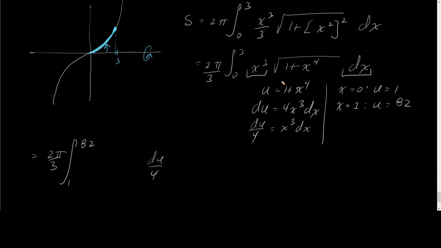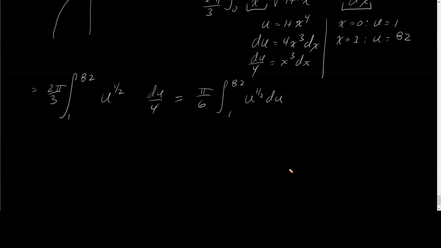And this 1 plus x to the fourth, that's our u. So we have u to the 1/2. All right, this 2 and this 4 reduce, right? If I pull this 4 out here, they reduce. So I really have pi over 6, right? Because the 4 becomes a 2. Pi over 6 integral from 1 to 82 of u to the 1/2 du.